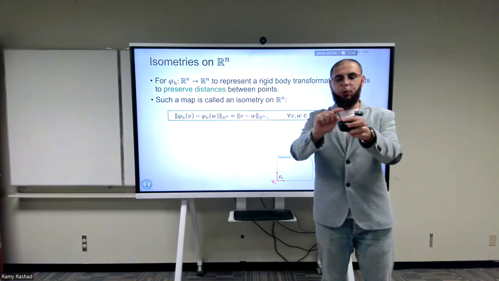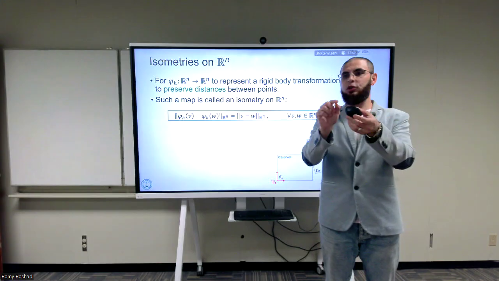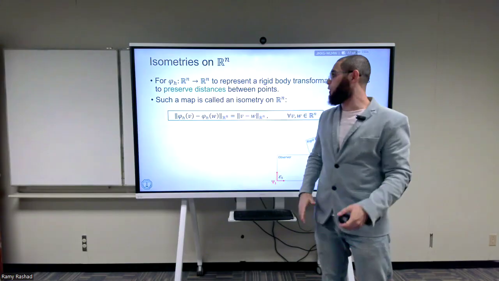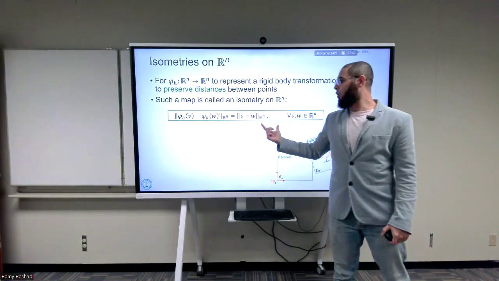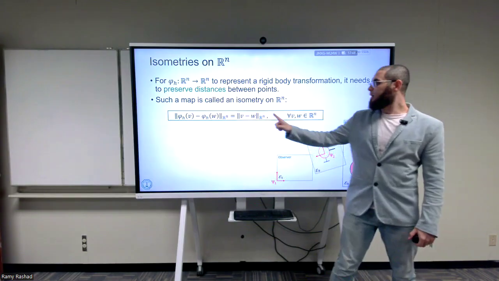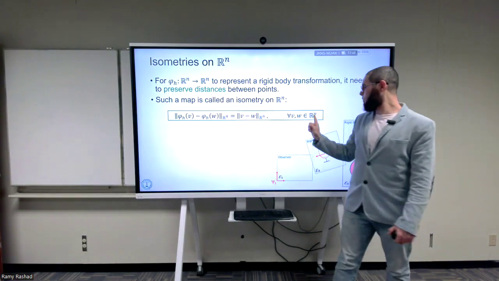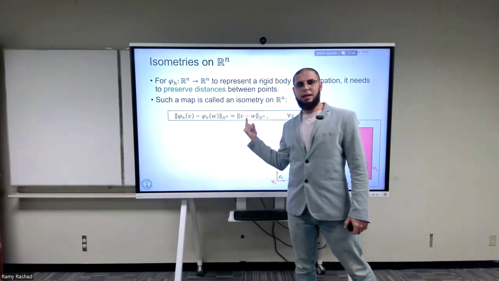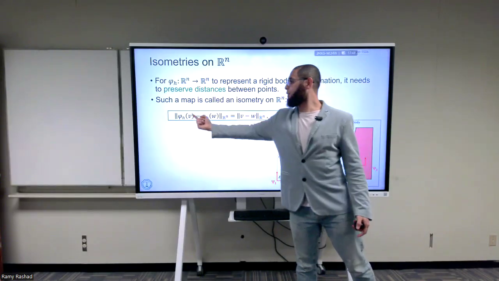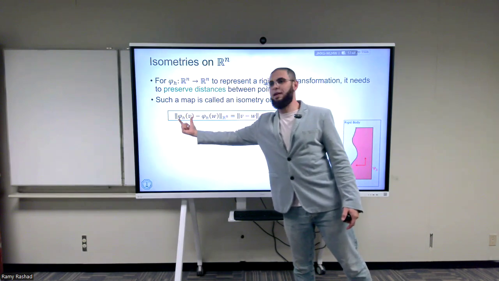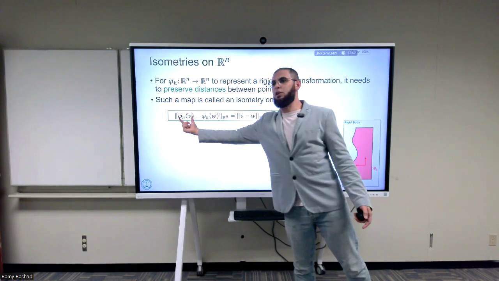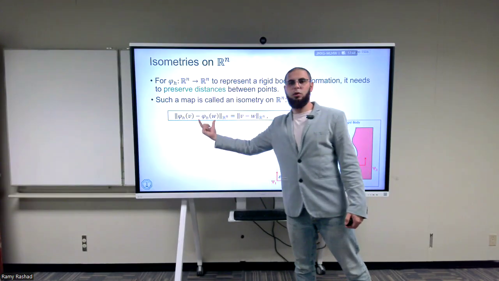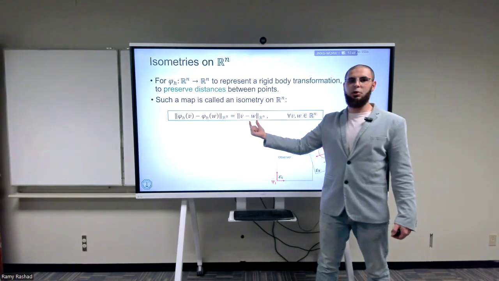If you do that for every pair of points, this one with all of the other points and this one with all of the other points, this is exactly how mathematically we can represent it: the distance between any two vectors in Rn before the isomorphism, before the map, and after the map. Here is the vector v after I moved it, and this is the vector v before I moved it. And this is the vector w after I moved it, and this is the vector w before I moved it.